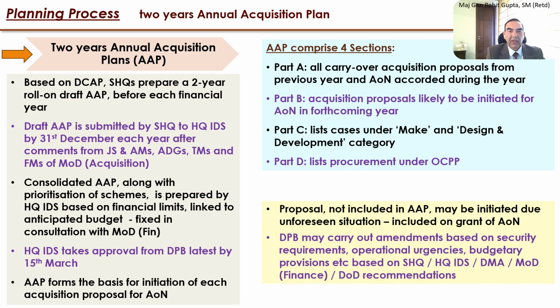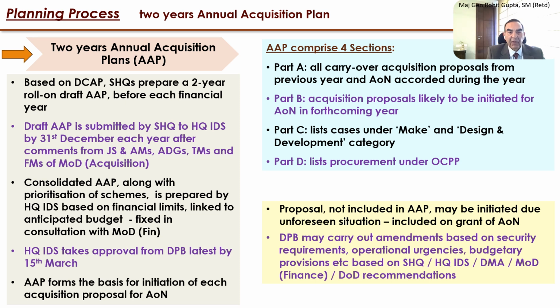What is this 2-year annual acquisition plan, AAP, as it is known? It is based on the DCAP, Defense Capital Acquisition Plan, and what the service headquarter does is prepare a 2-year roll-on draft AAP before every financial year. The draft AAP is submitted by the service headquarter to the headquarter IDS by the 31st of December of every year.